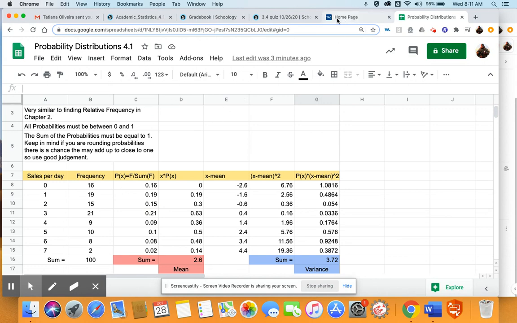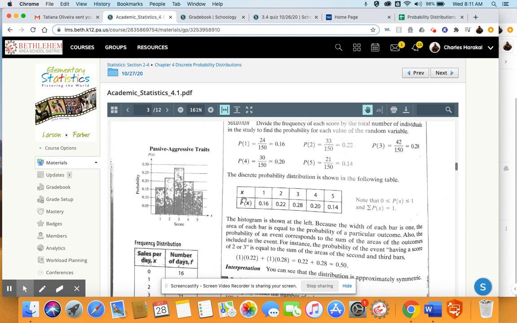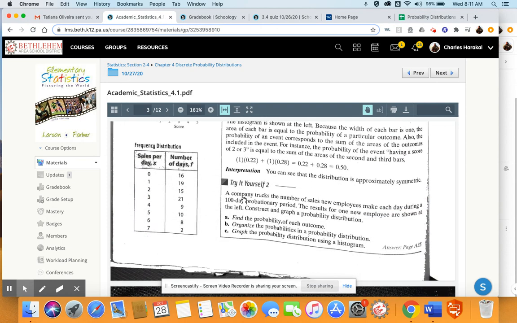So I've already filled this all in here, but we'll go through the steps on how I did that really quick. This is the Try It Yourself 2 problem, which you were assigned to complete yesterday. They give you this distribution on the left, a frequency distribution. It tracks the number of sales that new employees make each day during a 100-day probationary period. How many days did they have no sales? How many days did they have 7 sales, or anything in between?